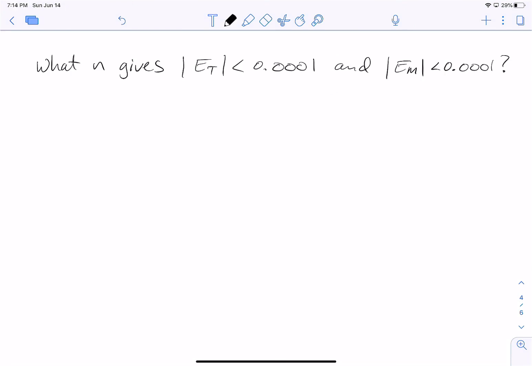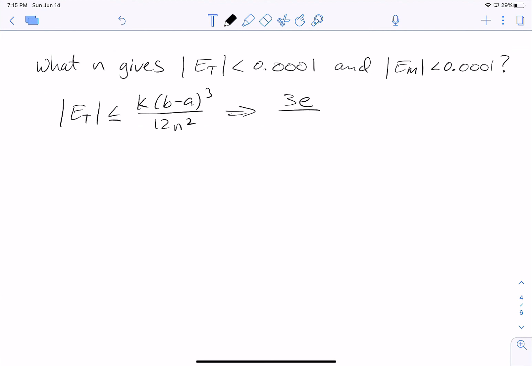For the next bit, we're turning it around. We're saying, I know I want the error to be within 1/10,000th for the trapezoidal rule or the midpoint rule. How many subintervals do I need? What n will make sure that I have the correct error? We go back to our formulas. E sub t in absolute value is less than or equal to k times the quantity of b minus a cubed over 12n squared. We already have that k is 3e for our interval.